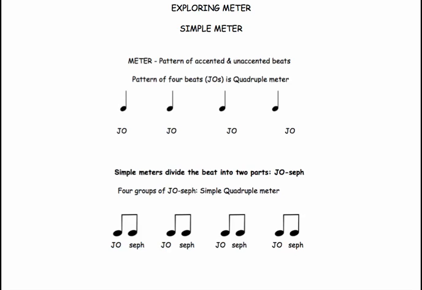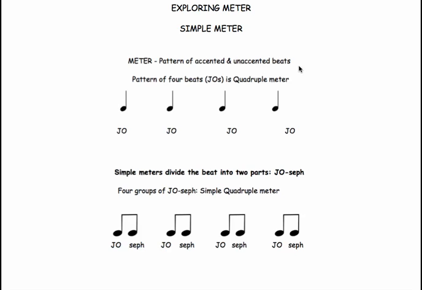Greetings and welcome. Today we will be exploring meter, simple meter and compound meter. We'll begin by taking a look at the word meter here. Meter is a pattern of accented and unaccented beats.